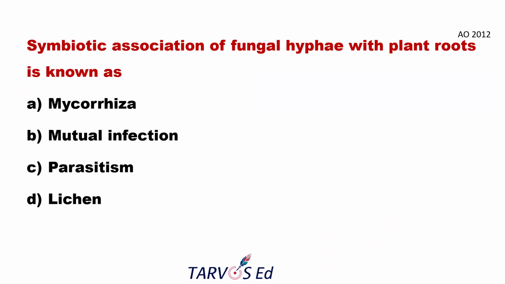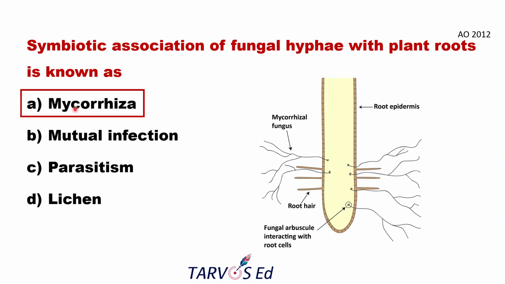Then the symbiotic association of fungal hyphae with plant roots is known as mycorrhiza. Here, when you split the term mycorrhiza, myco means fungus, rhiza means root, plant root. So here itself we can opt for the option: fungal hyphae as myco, plant roots as rhiza. So mycorrhiza will be the correct answer, which is the association between the fungus and the plant roots, which is called mycorrhiza.